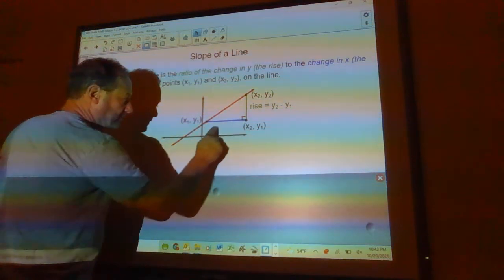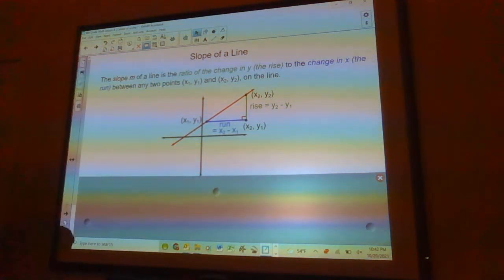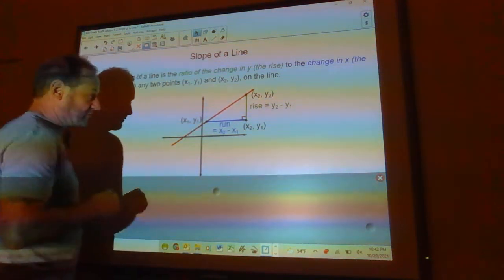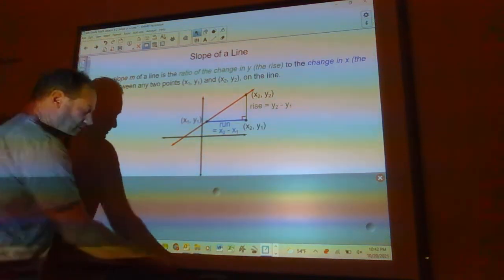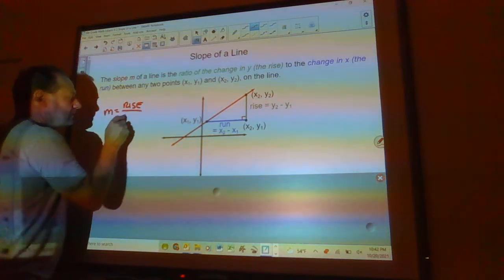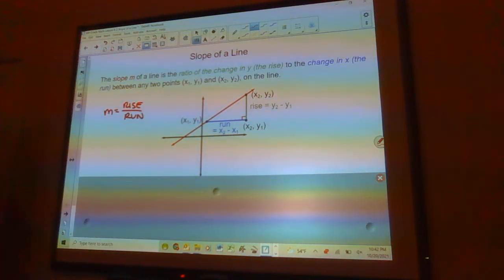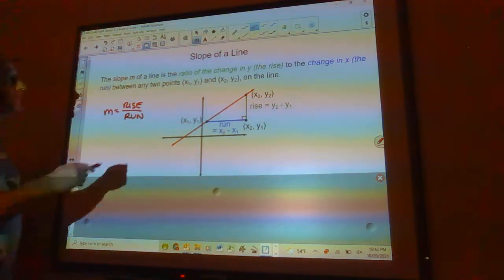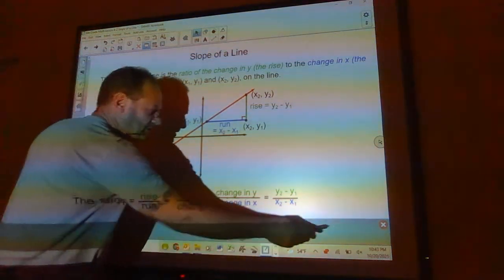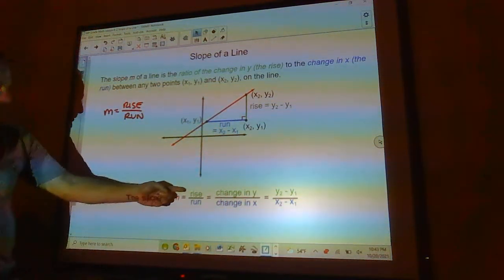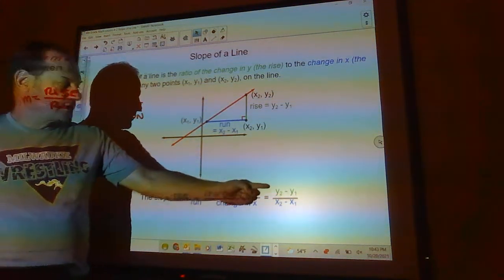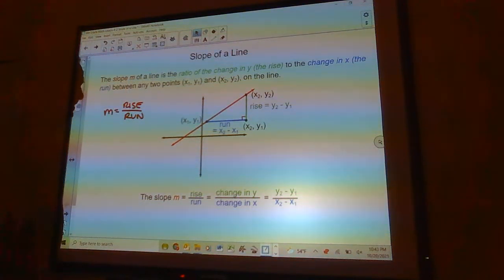Now this, the blue, is called the run. And that's calculated by the difference in the x coordinates. So that's x2 minus x1. And we know that the slope is always equal to the rise over the run. So the slope m is equal to the rise over the run, which is the change in y over the change in x, which is y2 minus y1 over x2 minus x1.